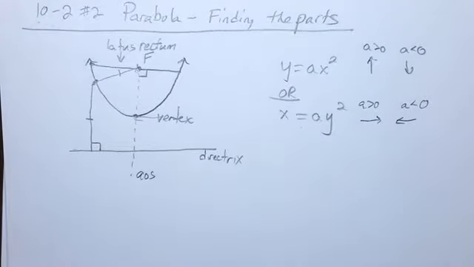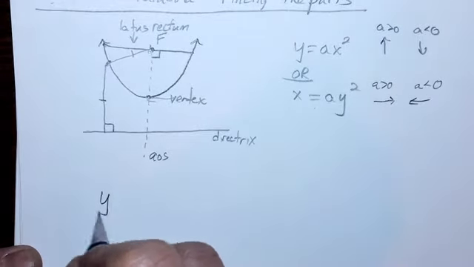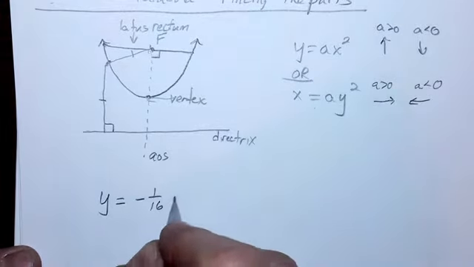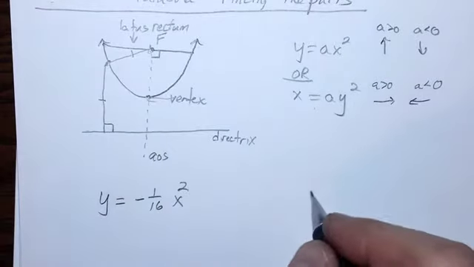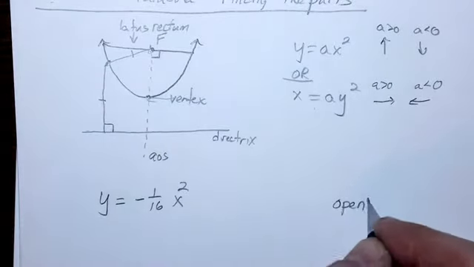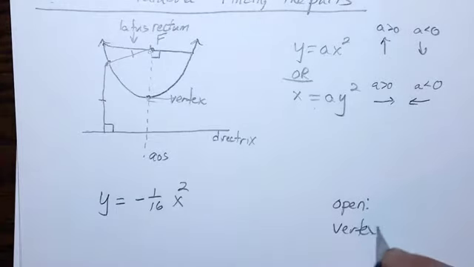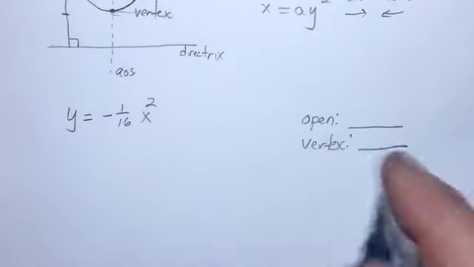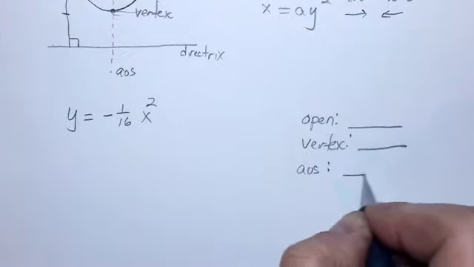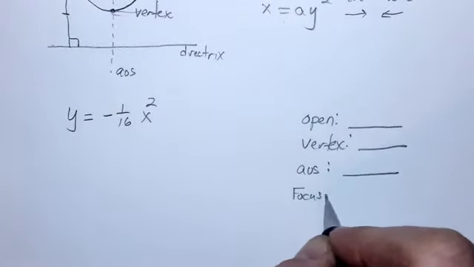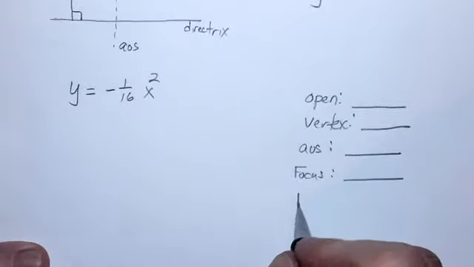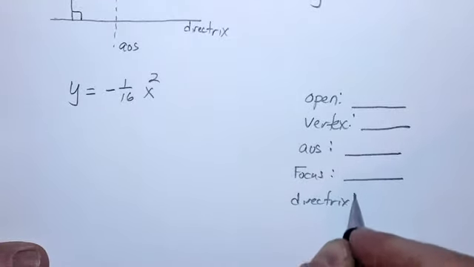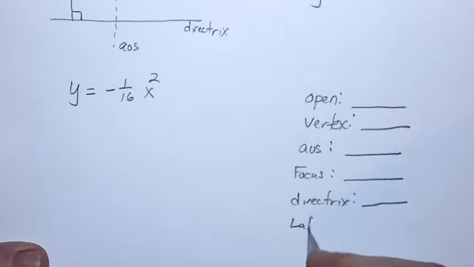So we're going to look at a couple examples of how we find those different parts and sketch the graph of it. So we're looking at an example like y equals negative 1/16 x squared. We want to be able to find which way does it open, what's the vertex, what's the axis of symmetry, what is the focus point, what's the directrix, and finally, what's the latus rectum.